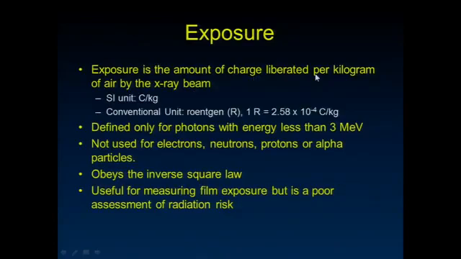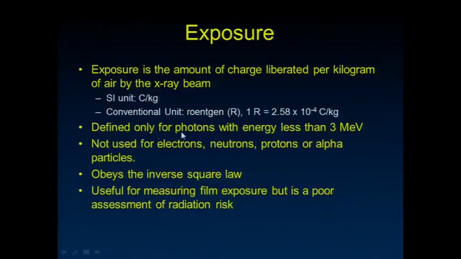Exposure is the amount of charge liberated per kilogram of air by the X-ray beam. And the main reason this was one of the first quantities developed is, if you're going to have a quantity, you have to have some way to measure it. And measuring exposure was relatively straightforward, right? You could put a little ionization chamber with some air in it and put that in front of the X-ray beam and see how much charge was liberated by just measuring the current that flowed across the anode and cathode of that ionization chamber. So it was something that could easily be measured.